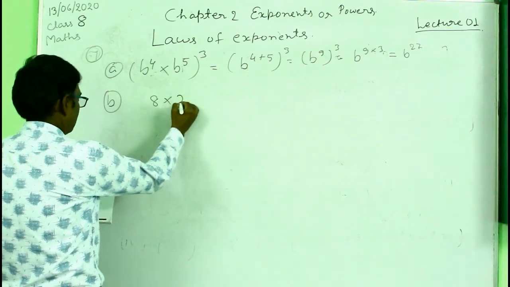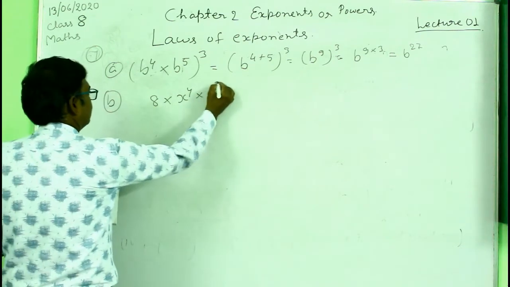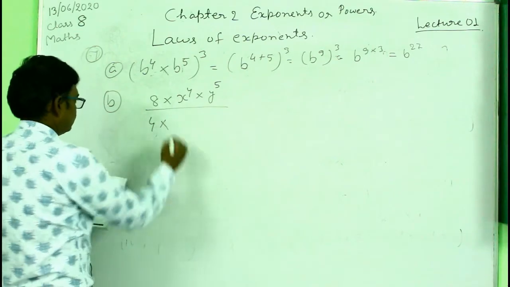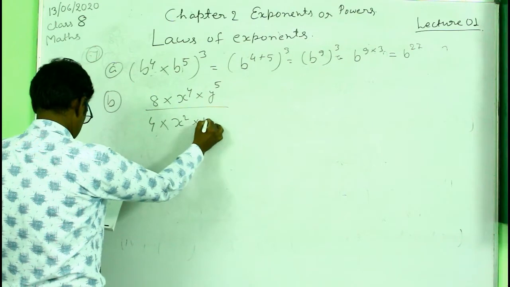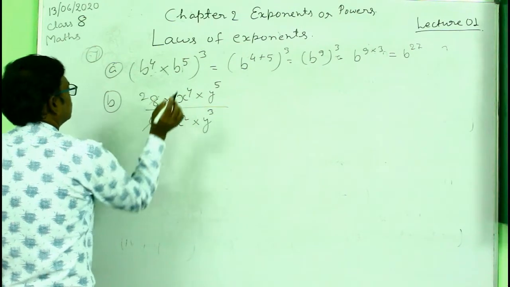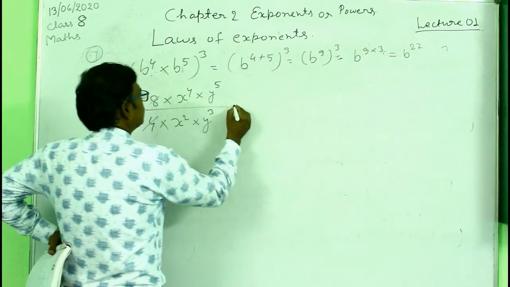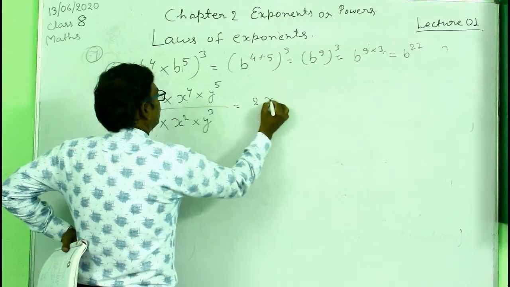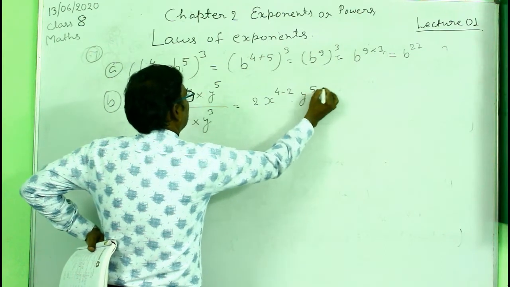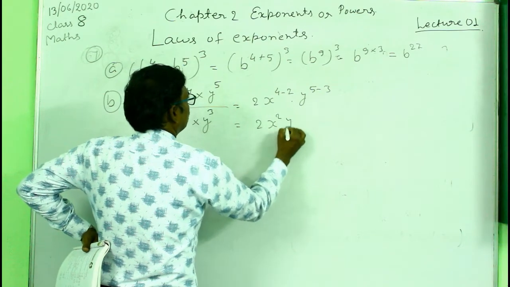8 into x4 into y 5 by 4 into x square into y cube here. So first cut it here, 4 to 8, so it is 2. Now here see the power of x is 4 and here 2, then use the formula, that is 2 into x to the power 4 minus 2 and into y to the power 5 minus 3. So it will be 2 x to the power 2 and y to the power 2.